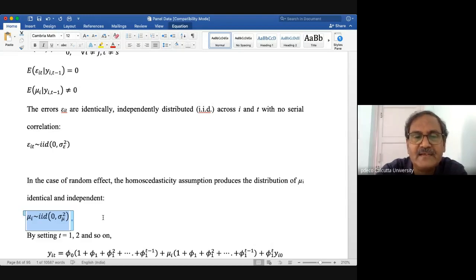We have shown earlier that when we consider the composite error, the possibility of autocorrelation is present, and to resolve this issue we have to follow GLS, generalized least squares. So OLS will not be applicable in the case of a random effect model, because all classical assumptions are not fulfilled, although we assume these kinds of assumptions.